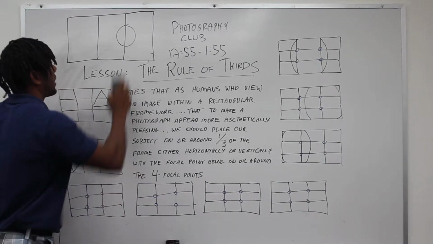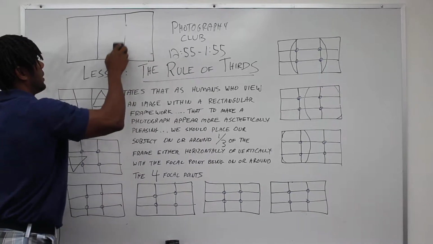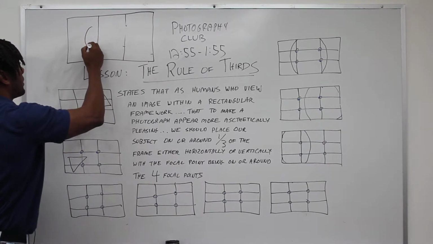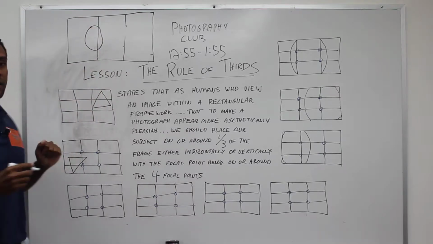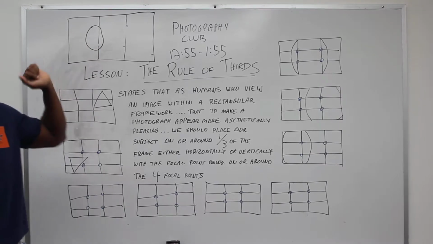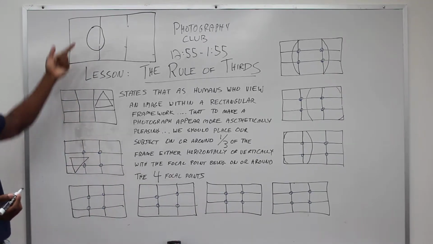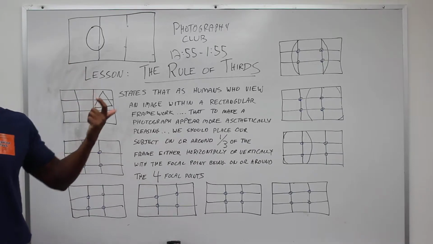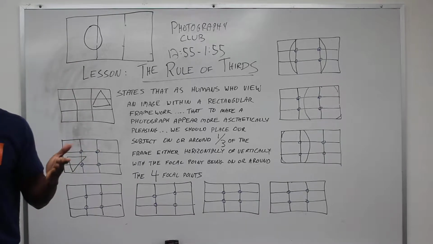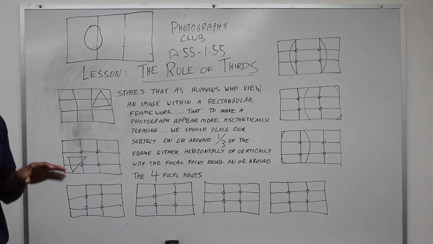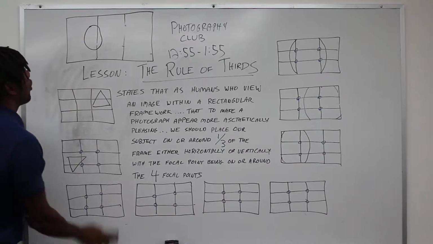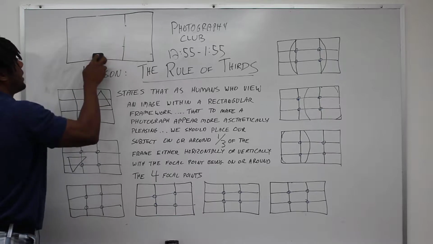Boys and girls, can we place our subject, let's see, I'm going to try to trick you guys, how about right here? Yes, on or around the one-third vertical grid lines. Doesn't have to be exactly on it, but it just needs to be on or around it, and it should look nice. Now these are vertical lines, but we also have horizontal lines which run in rows.